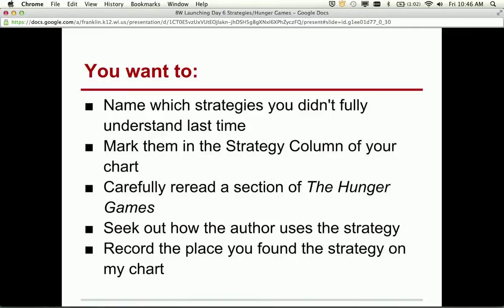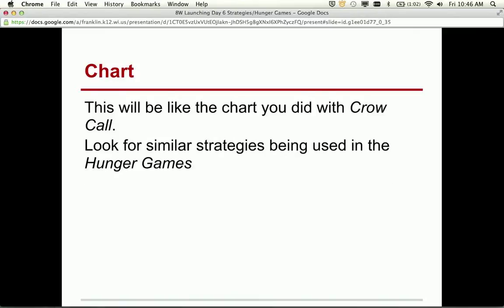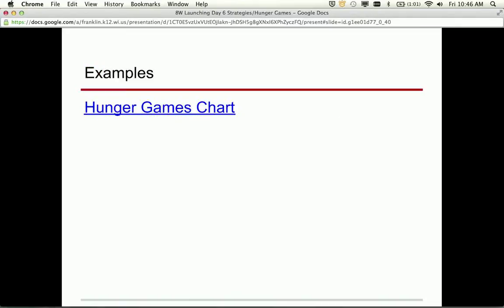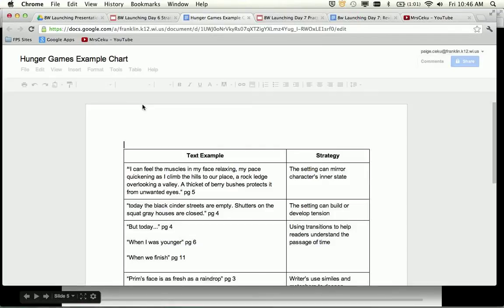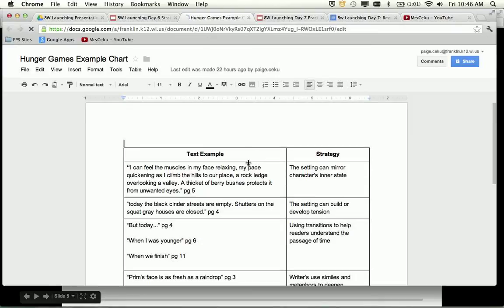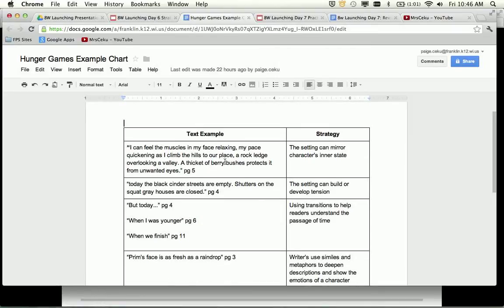your chart. So we are going to make a chart in our reader's notebook. And it'll be much like the one that you did in the crow call. On one side you need to have strategy, and on the other side an example from the text. Okay, my chart, for instance, looked like this. This is the chart that I used for the Hunger Games. I had the example in the text, I quoted it, and then I named the strategy over here. You'll be doing something similar with your own book.